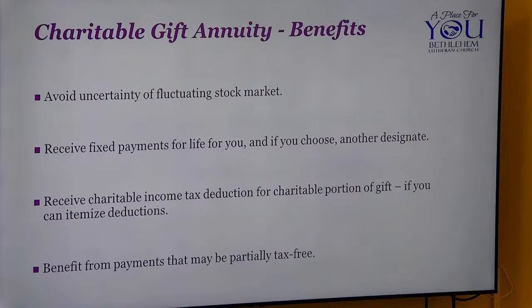You can take a charitable gift annuity out for just yourself for one lifetime, or in the case of a spouse, you can take them out for 2 lives. But the rates are slightly different, and they're slightly more complicated to talk about, but we'll get to that in a second. You could receive a charitable income tax deduction for the charitable portion of the gift if you can itemize deductions, so you want to talk to your tax preparer or financial person about that. And a portion of the payments that you receive could be partially tax-free, again, depending on your situation.